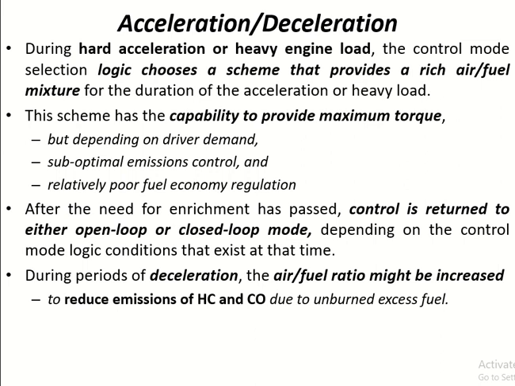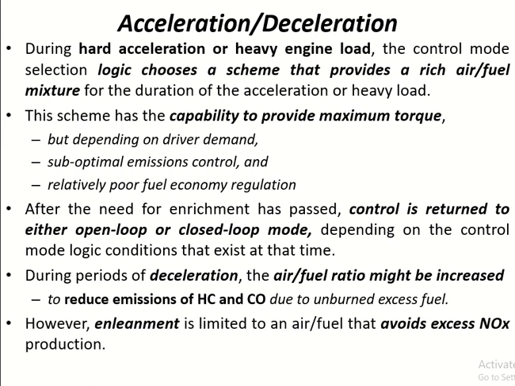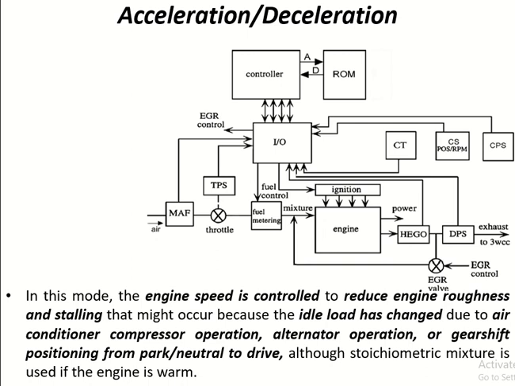During periods of deceleration, the air-fuel ratio might be increased to reduce emissions of hydrocarbon and carbon monoxide due to unburned excess fuel. However, leaning is limited to an air fuel ratio that avoids excess nitric oxide production. This is a complete control diagram through which acceleration and deceleration can be achieved.